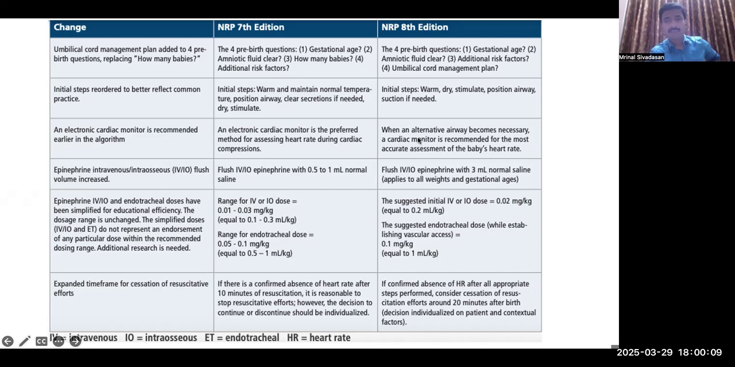Third, when an alternate airway becomes necessary, a cardiac monitor, ECG, is recommended. Fourthly, flush the IV or intraosseous epinephrine with 3 ml of normal saline, which applies to all weights. Adrenaline dose has been fixed at 0.2 ml per kilo of 1 in 10,000. And if the heart rate is not there, then you can continue for 20 minutes before stopping.